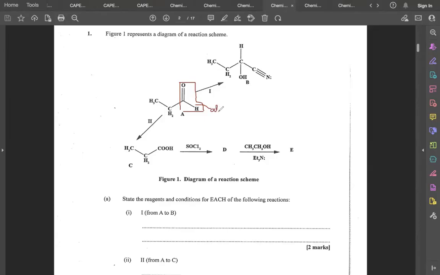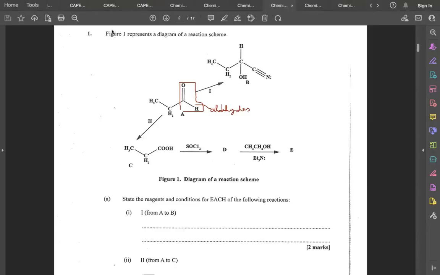Immediately I'm starting to think, what kind of reactions do aldehydes undergo, right? That's my first thing that I'm thinking in my head. Now I'm trying to remember these aldehyde reactions. All right, so let's go to B for this transition.